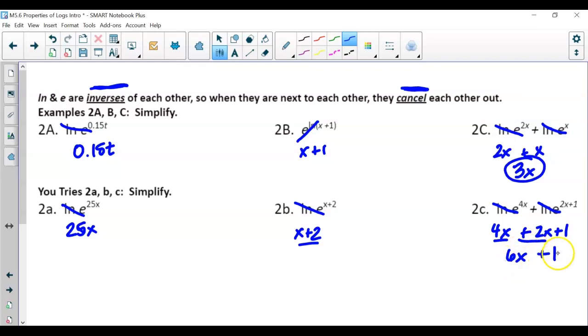Remember, be careful: don't combine these, because they're not like terms. This is 6x plus 1, so just leave it 6x plus 1.